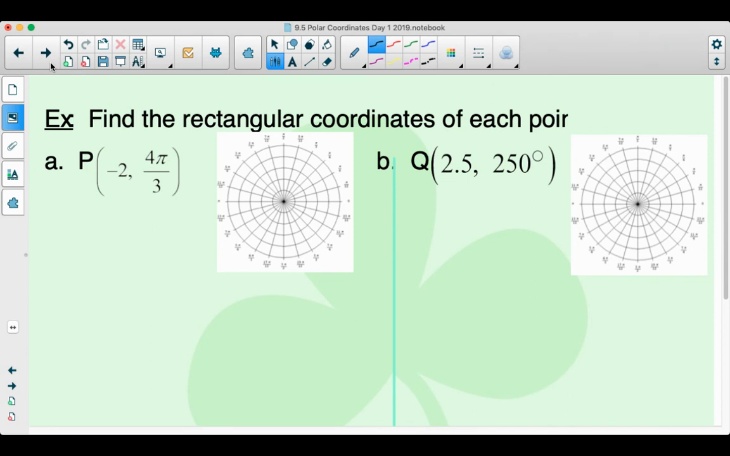So it says find the rectangular coordinates for each of these pairs. One's an angle in radians and one's an angle in degrees. So let's just go ahead and plot that point first. So 4 pi thirds. So 1 pi third, 2 pi thirds, 3 pi thirds, 4 pi thirds down here. And then we're looking at going negative 2. So 1, 2.